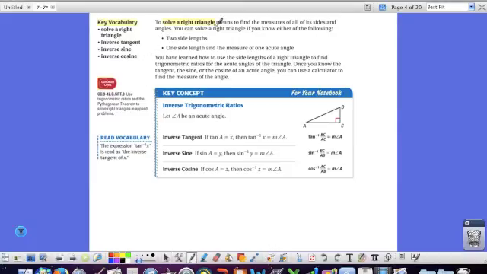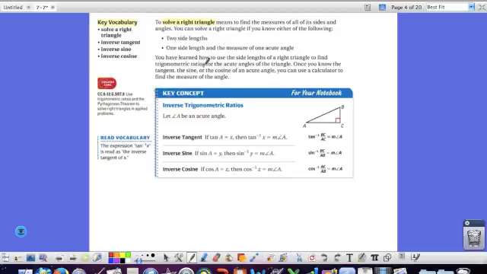How to solve a right triangle means you find the measure of all of its sides and angles. You can do this if you know either 2 side lengths or 1 side length and the measure of 1 acute angle. In class last week, we talked about how to find the missing side lengths and missing angles if we had 1 side length and the measure of 1 acute angle. Today we'll also do 2 side lengths.